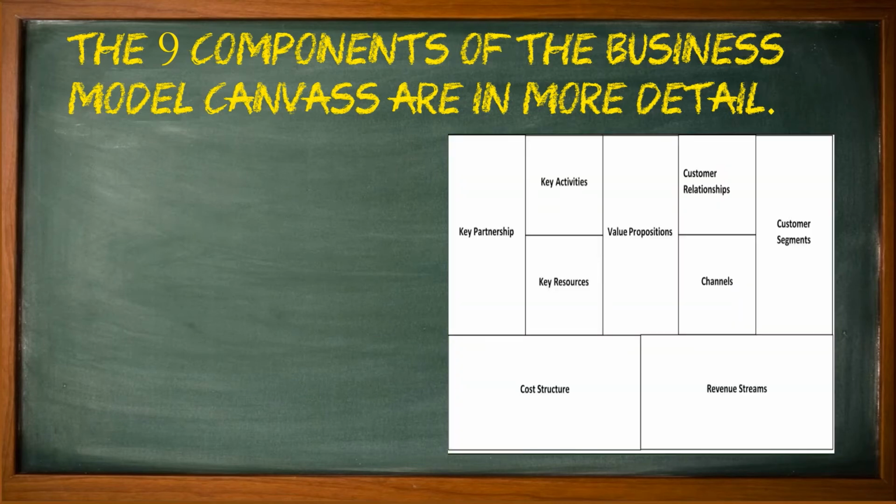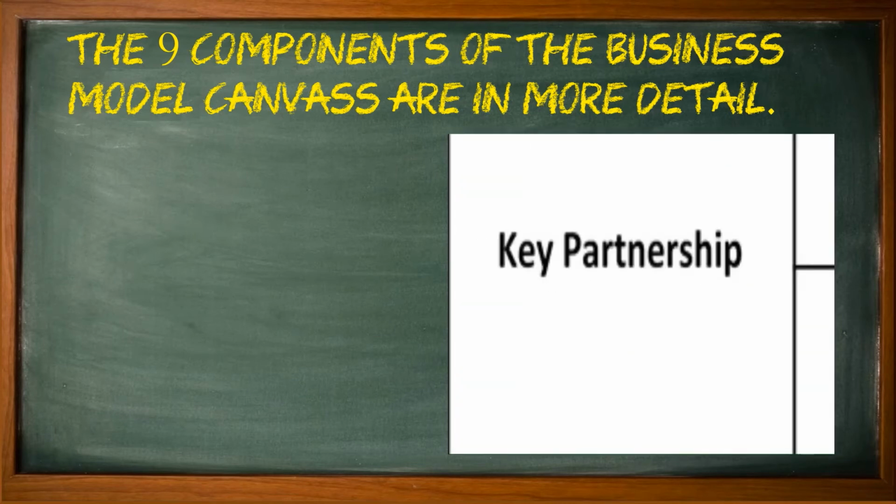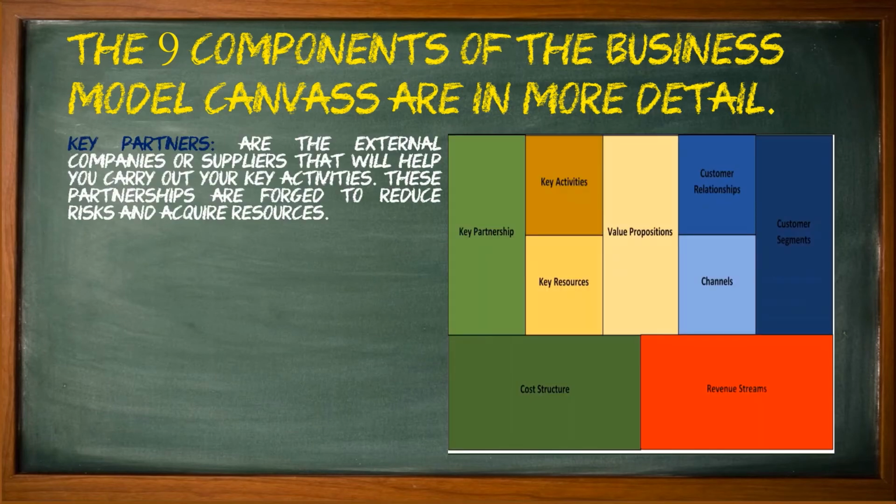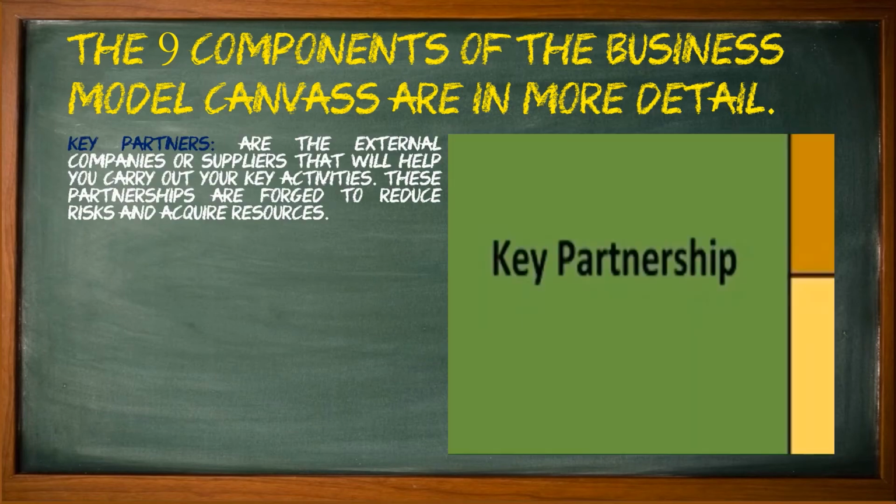The 9 components of the business model canvas are in more detail. The next component of the business model canvas is the key partners. These are the external companies or suppliers that will help you carry out your key activities.